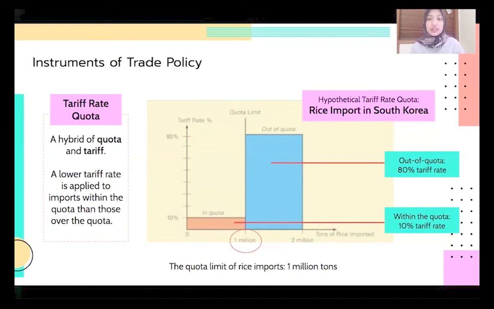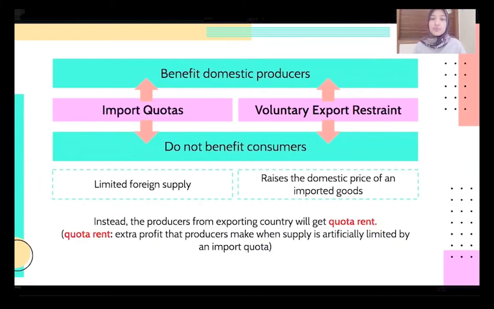So this is an example of rice import in South Korea. As we can see here, there's a line in the middle of the graph which represents the quota limit. As seen in the graph, the quota limit for rice import is 1 million tons. If South Korea imports 2 million tons of rice, the tariff that will be applied is like this: a 10% rate for the first 1 million tons and an 80% rate for another 1 million tons, because the other 1 million exceeds the import quota.